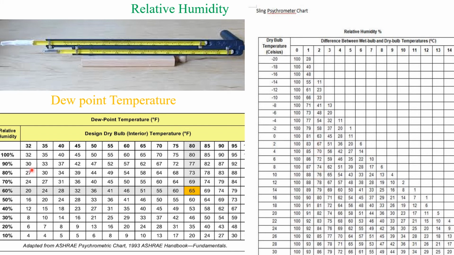Similarly, if we have relative humidity and the dry bulb temperature, we can also find the dew point temperature by looking at this chart. If we have 80 degrees Fahrenheit temperature and a relative humidity of 60%, then the intersection, 65, would be our dew point temperature. So following these rules for both charts, we can identify the relative humidity and the dew point temperature.